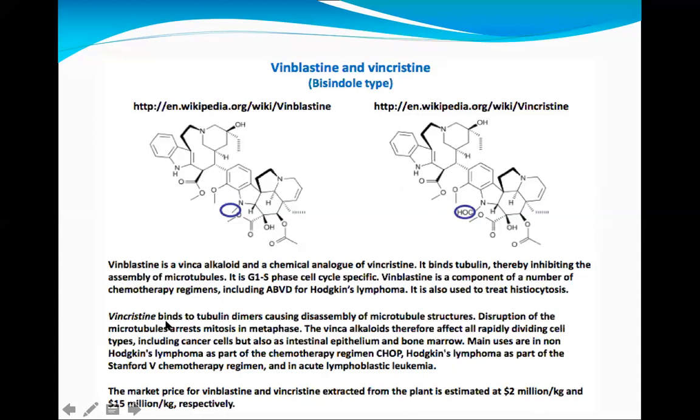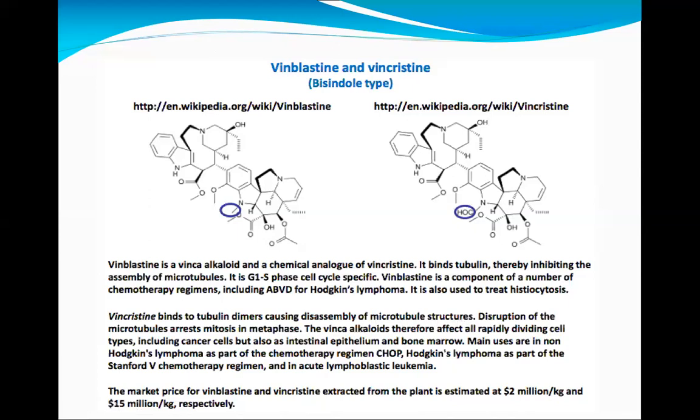So vincristine binds to tubulin, also binds with tubulin dimers, causing disassembly of microtubules. The first one inhibits the assembly. Assembly means microtubules assemble and produce the tubulin. And here, tubulin is a dynamic protein. Assembly and disassembly take place in the cell. In the case of vincristine, it interferes with the tubulin dimers, causing disassembly of the tubule structures.